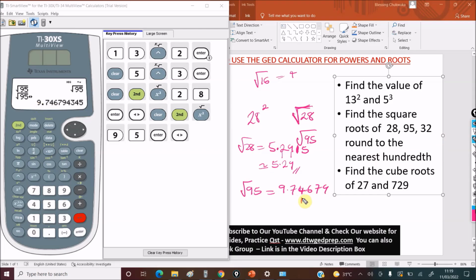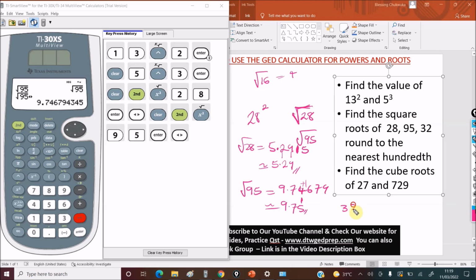Okay, this is the 100 value. Immediately after the 100 value, is this number greater than 5? Yes, it is greater than 5. So we can approximate a 1. So we add a 1 to 4 and it becomes 5. So our answer, rounding up, is 9.75. Can you see that?